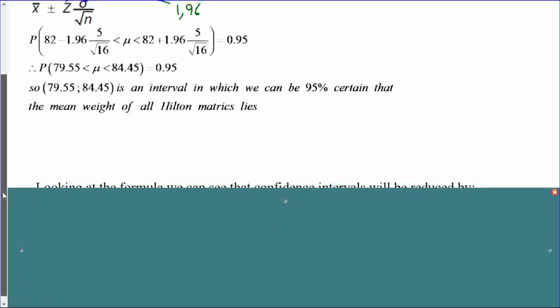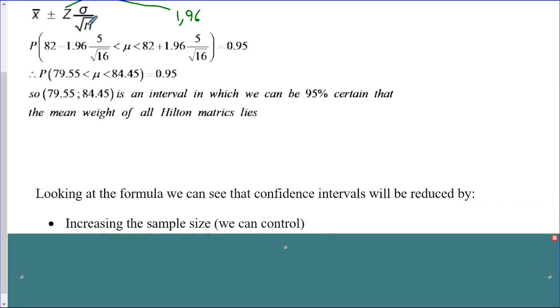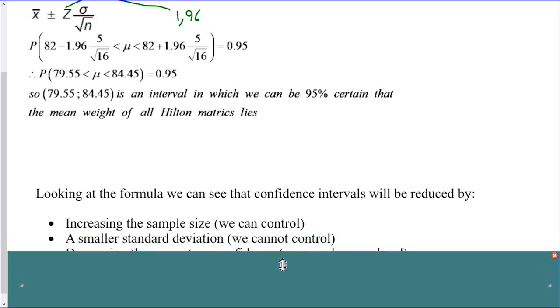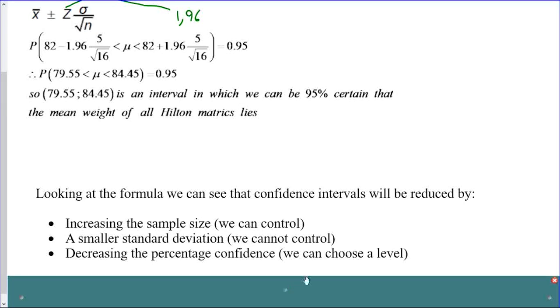If we have a look at the formula, I'm just going to leave the formula at the top there, you'll see that confidence intervals can be reduced if we increase the sample size. If we have a bigger sample, then we can be more confident. We could also have a smaller standard deviation, but that's not something we can control. That's a function of the population. But we could also decrease the percentage confidence. If you decrease the percentage confidence, then the confidence interval will also become smaller.